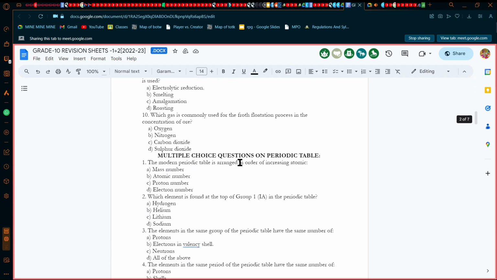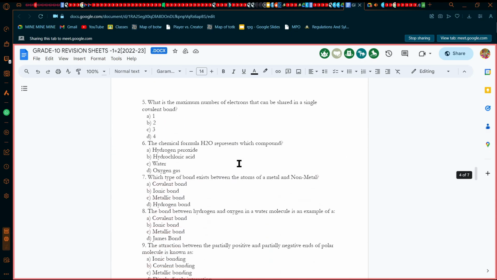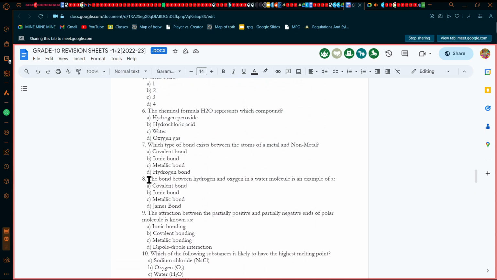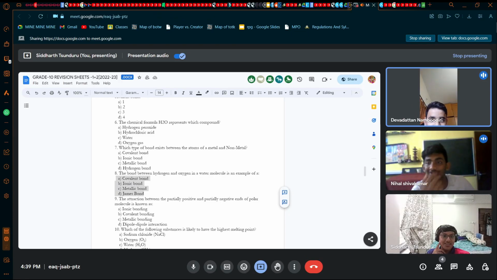Answer this question, bro. So non-polar covalent compounds are basically every molecules. No, I don't care, answer this question. What is the question? The bond between hydrogen and oxygen in a water molecule is an example of... isn't that a covalent bond? Look carefully at the options and tell me, bro.